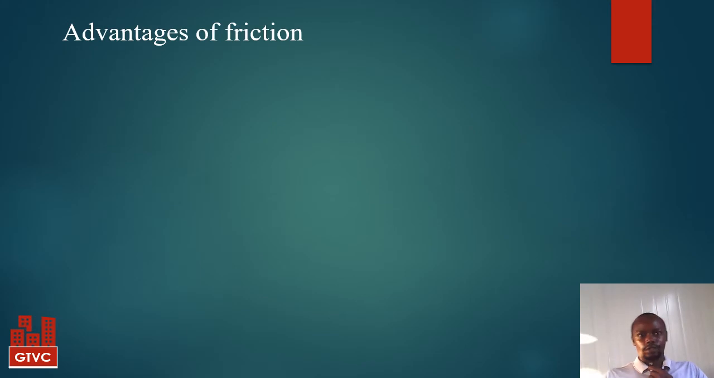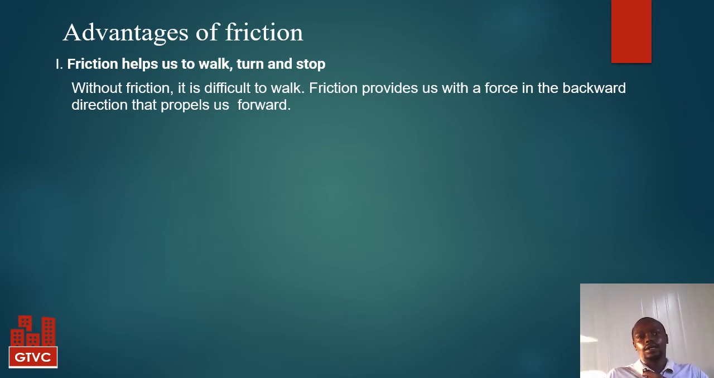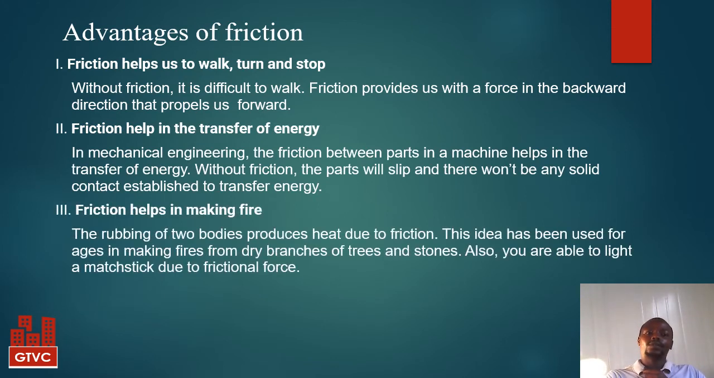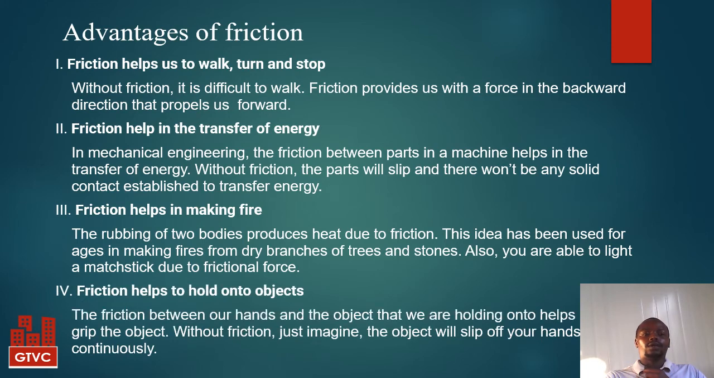Let us see the advantages of friction. Friction has advantages as well as disadvantages. We're going to begin with the advantages of friction. So friction helps us to walk. That is number one. Walk, to turn, and to stop. Secondly, friction helps us in transfer of energy. Friction also helps in making fire. Friction also helps to hold on to objects. When you are holding objects, there is a force of friction in action.